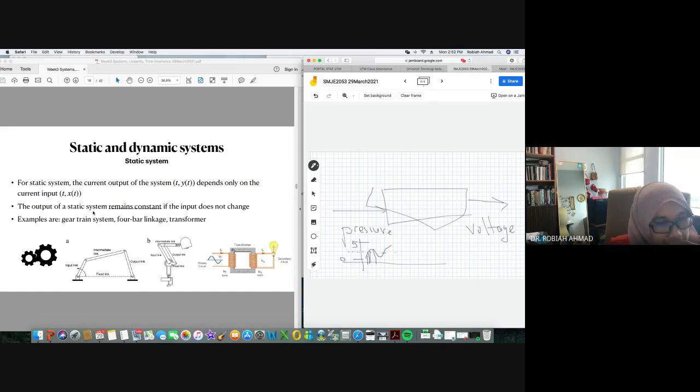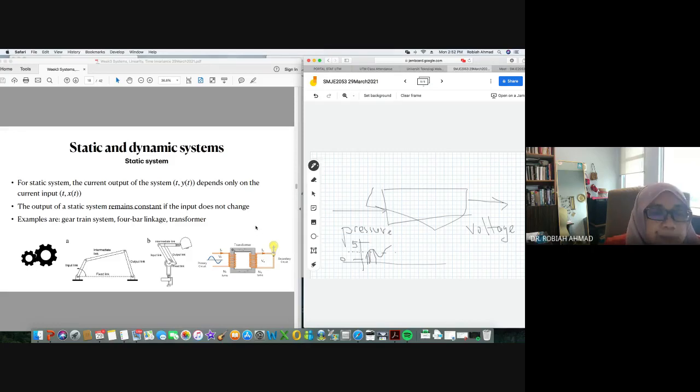But if there is movement, the system will move. The same goes in electrical. The example is a transformer. Once there is voltage here, then there is output here. So this is called static in this case.